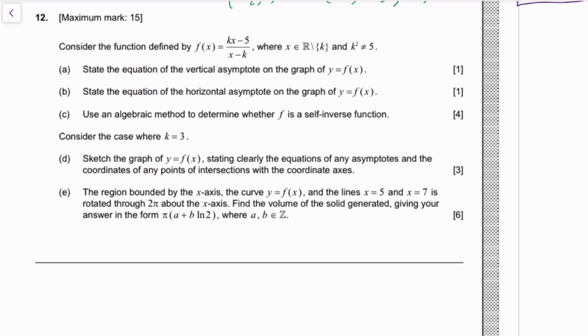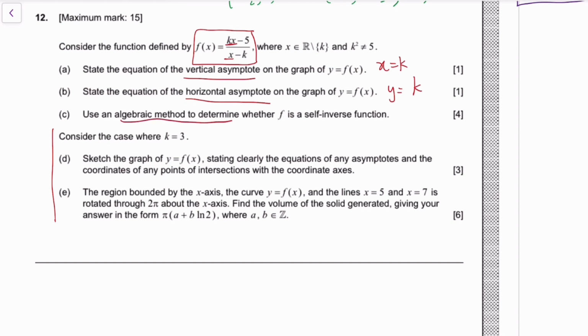Okay, I take that back. D and E look kind of complicated. But the vertical asymptote of a rational function should be inside your basic knowledge. That's when the denominator equals 0. So that's when x equals k. The horizontal asymptote is the ratio of the coefficients of x. So it's k over 1, so k.